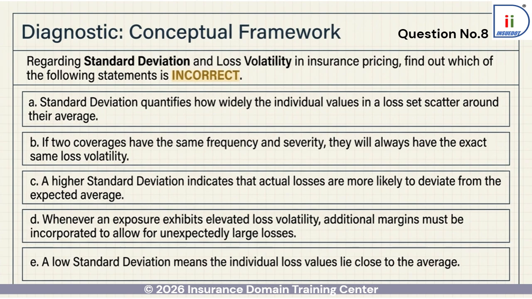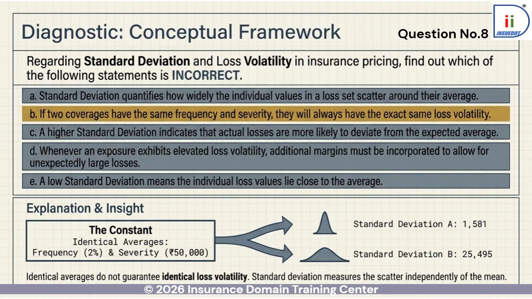Have you chosen the answer? Pause the video if you need some more time. The correct answer is option B. If two coverages have the same frequency and severity, they will always have the exact same loss volatility. This statement is incorrect. Having same frequency and severity does not guarantee same loss volatility.